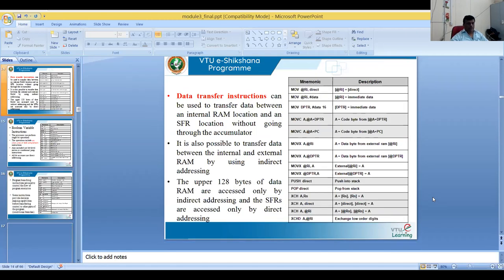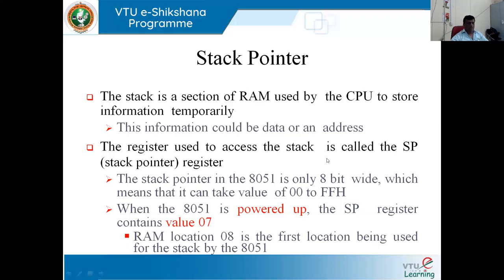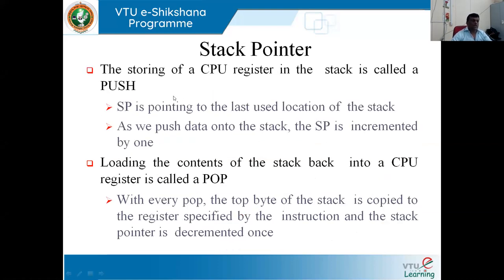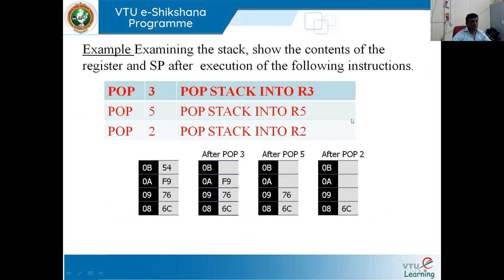So quickly go through what we have discussed in module 3, right? We have discussed about stack pointer, which is a section of RAM used by CPU to store information temporarily. We also discussed that the stack pointer is 8 bit, that means the values will be from 00 to FF. Whenever 8051 is powered up, the default value is 07. Therefore, 08 is the first location of a stack. These are the two important instructions, push and pop, which are needed for accessing the stack. And with examples, we have discussed push and pop operation, right?